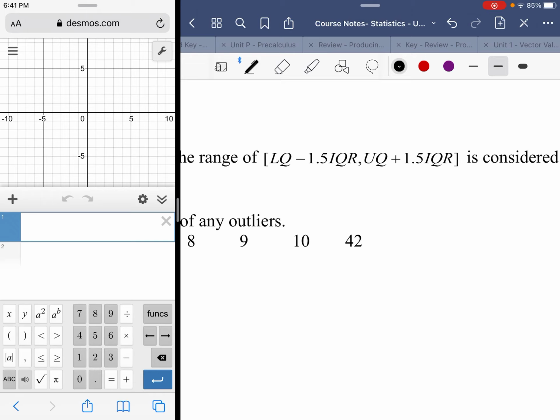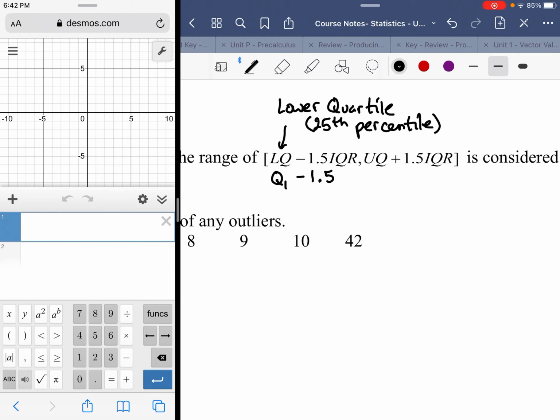So LQ, also known as Q1, no help there, right? Stands for the lower quartile. Also known as the 25th percentile. All right. Minus 1.5 the IQR. IQR is going to be the difference between the lower and upper quartiles. I'll get to that in a second because I haven't defined what the upper quartile is. But that being said, you probably can figure it out based on what I called the lower quartile.